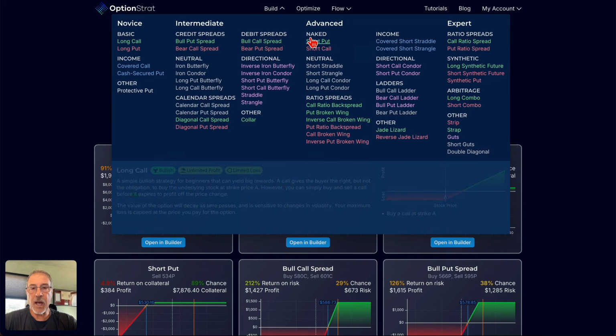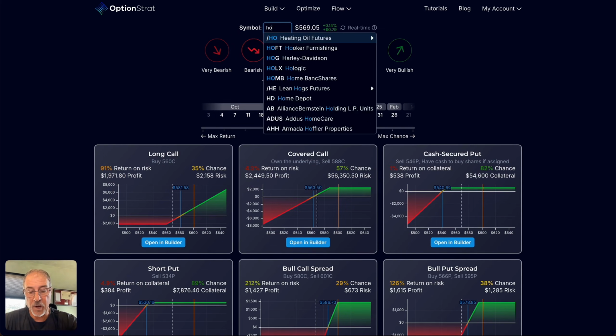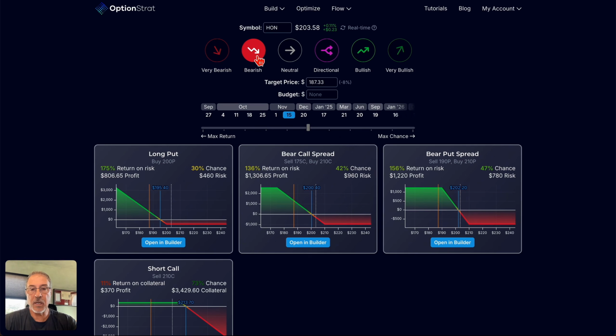So let me show you how I would use OptionStrat to come in and maybe figure out a good trade for this particular underlying. So I put in Honeywell. Now I'm not going to be very bearish on this, I'm just going to be bearish on it.